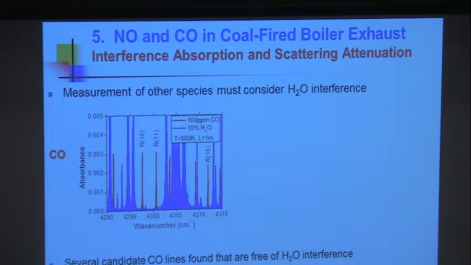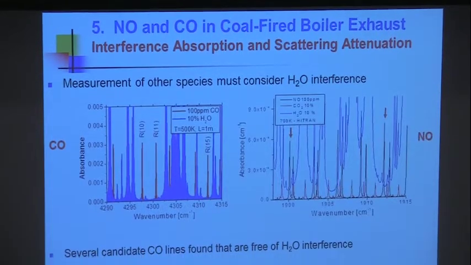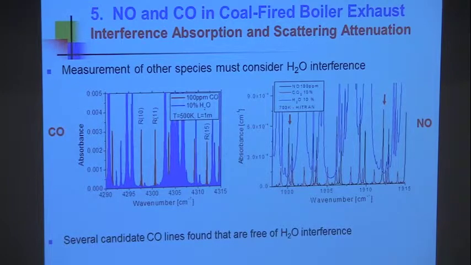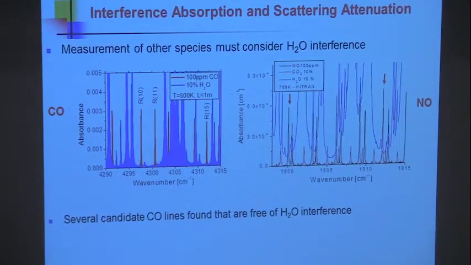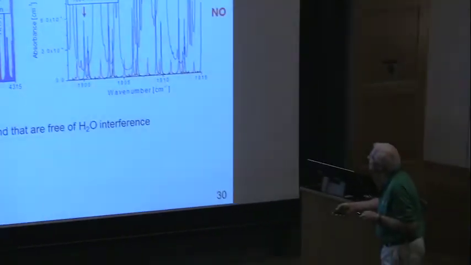We found some candidate lines, and we do some work in the laboratory, kind of convince ourselves where we can be, test it. And the question is, are we going to be able to measure, say, 10 parts per million? That's the question. So we do this.